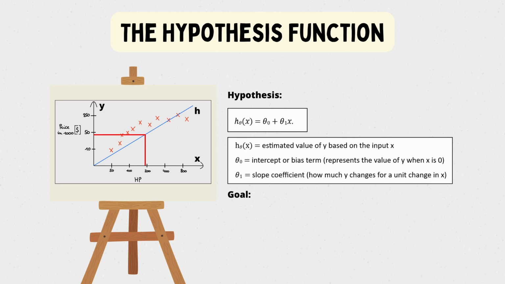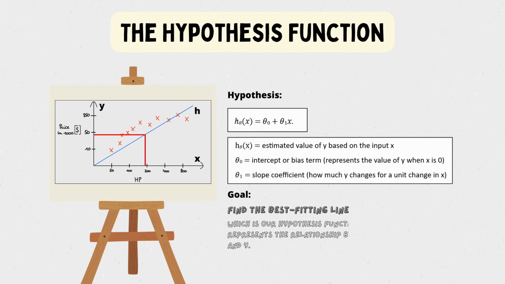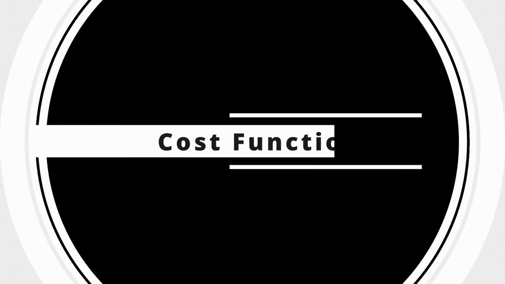Our goal is to find the best fitting line, which is our hypothesis function, that represents the relationship between x and y. Now, here comes the exciting part. During training, we adjust the parameters theta 0 and theta 1 to make our hypothesis function as accurate as possible in predicting y based on the given x values. In future videos, we'll explore how to train the model, find those optimal theta values, and interpret the results.